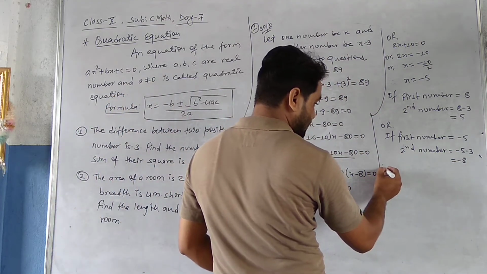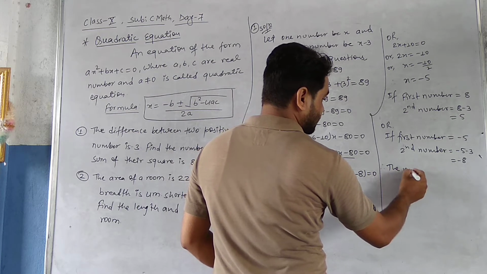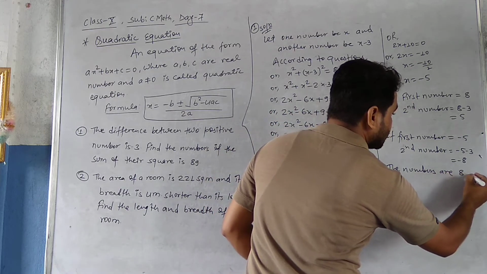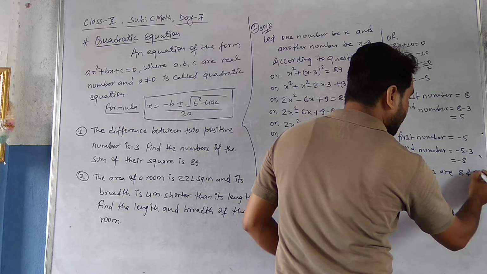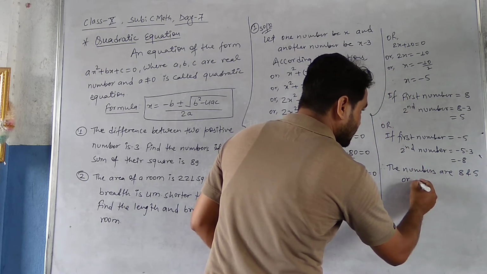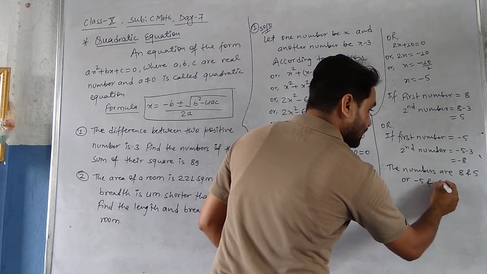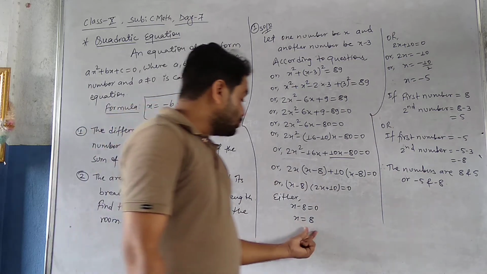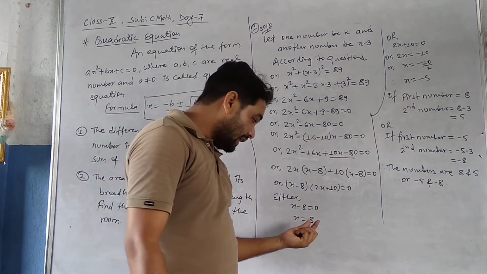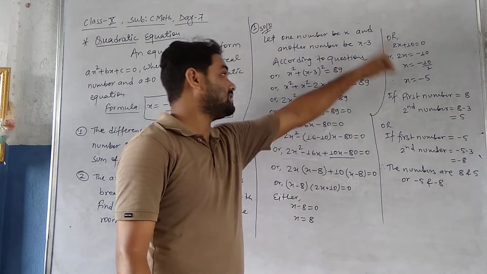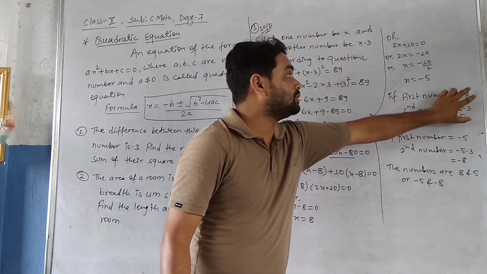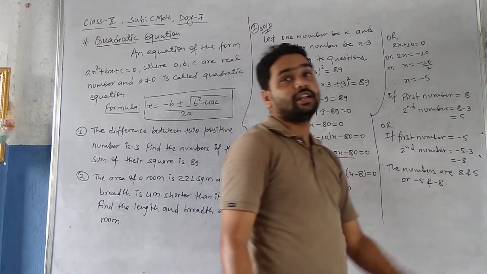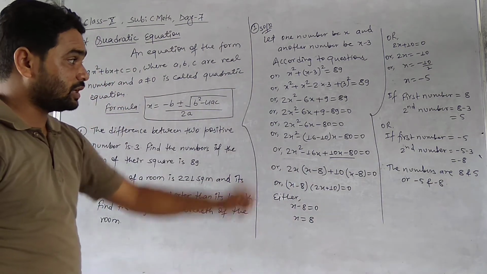Therefore, lastly we have to write, the numbers are 8 and 5, or minus 5 and minus 8. This is the required answer. In this way we write it. That means we get two values. If the first number is 8, the second number is 5. If you put this, then also we get the same. Or if the first number is minus 5, the second number is minus 8.